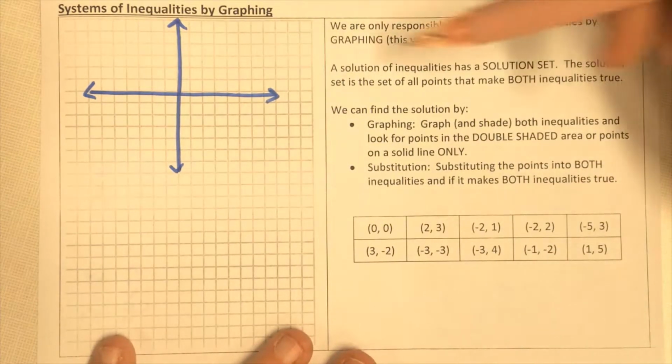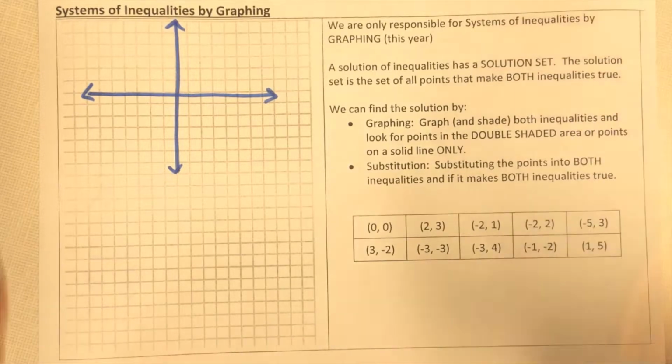A system, just an inequality. An inequality has a solution set. It doesn't have a solution, it has a solution set. Because it has a solution set, that means there's lots of values.